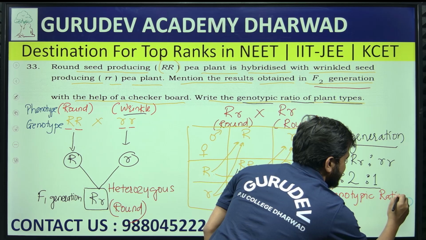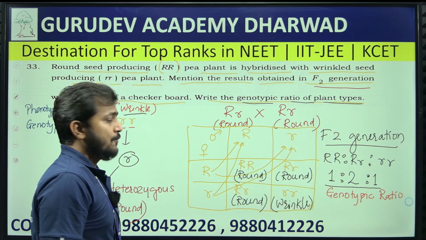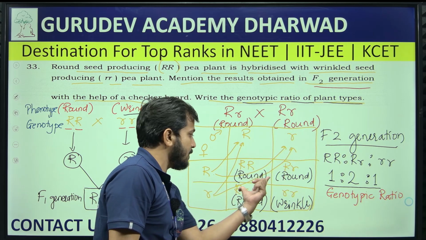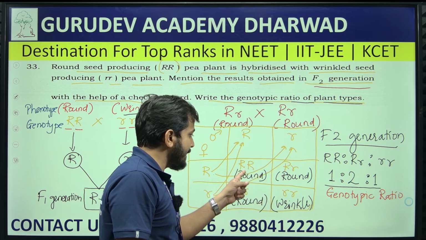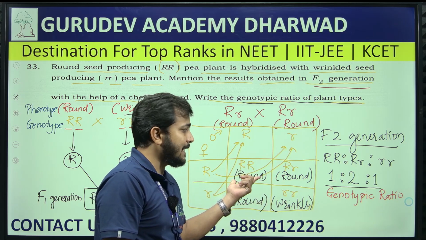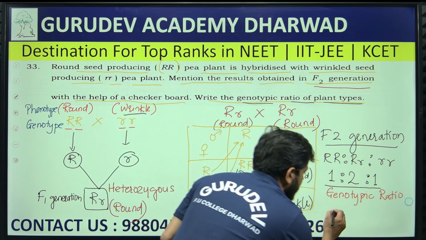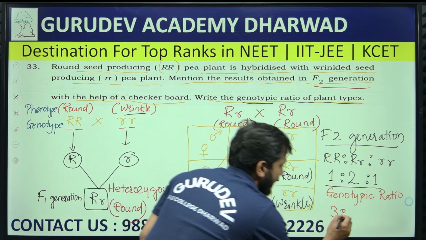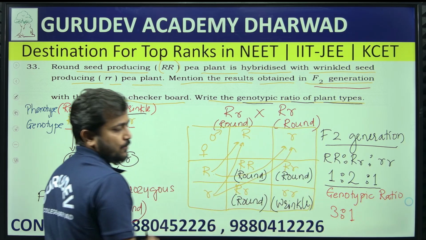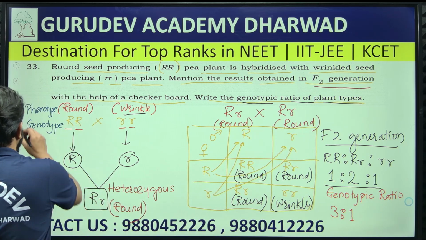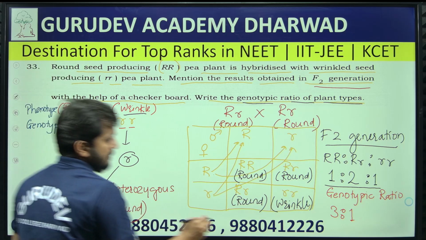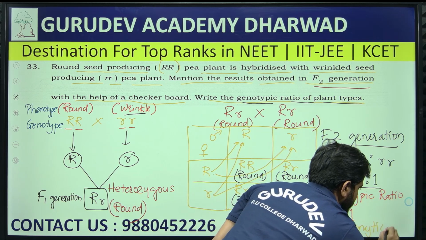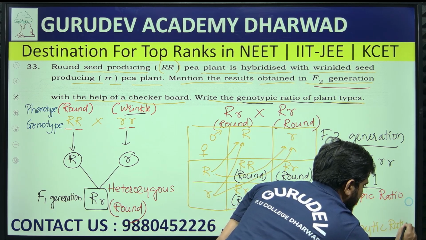Now they even ask for the phenotypic ratio. Phenotypically, maybe it is heterozygous, but the character is round. Maybe it is homozygous, but the character is round. So overall 3 of them are round and 1 is wrinkle. This is known as the phenotypic ratio.